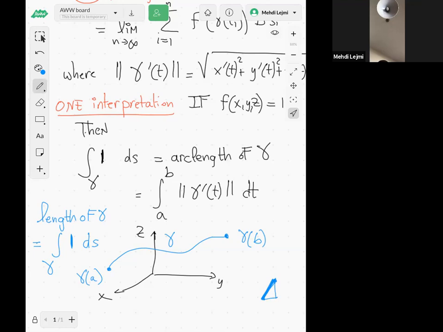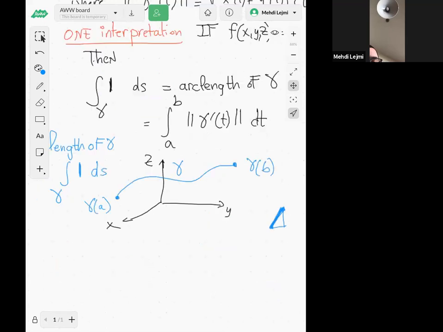Any questions, guys? Okay, let me give you one example with the steps. I'm going to show you how to evaluate these scalar line integrals, and then I'm going to give you an exercise. All right, so let's see. Example: let's come back to the example of the helix. So, a numerical example.